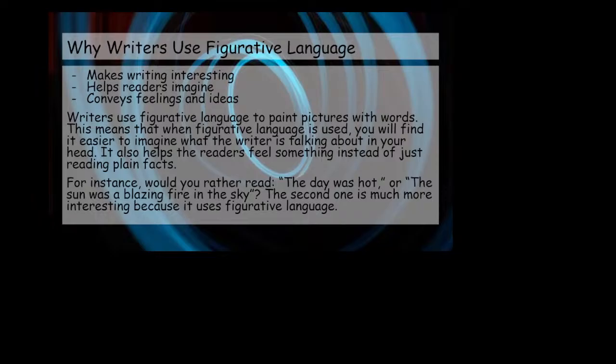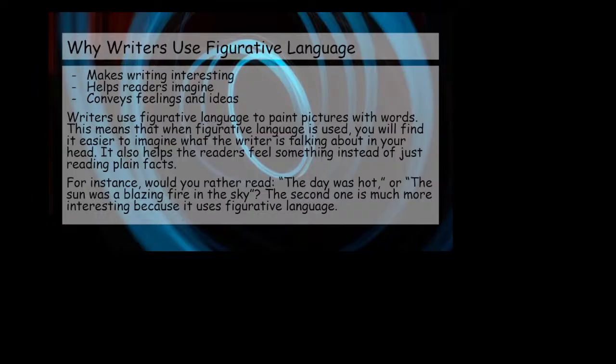Why do writers use figurative language? First of all, it makes writing more interesting, and it helps readers imagine. It also conveys feelings and ideas. Based on what kind of figurative language is used and how it's used, it can convey the writer's emotion to the readers, and it helps the readers imagine it better.